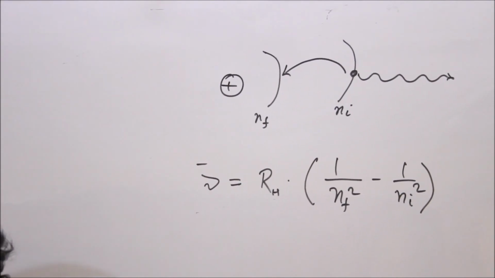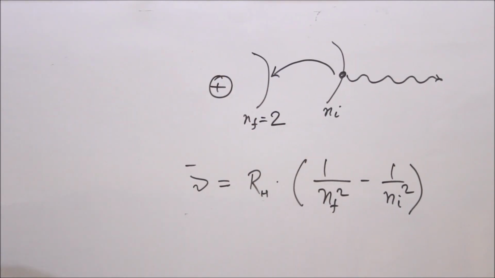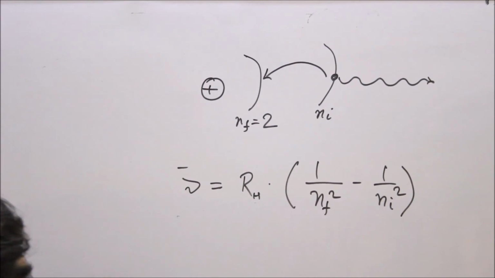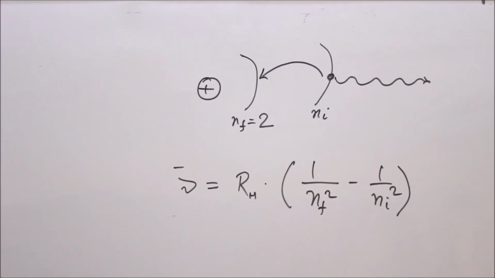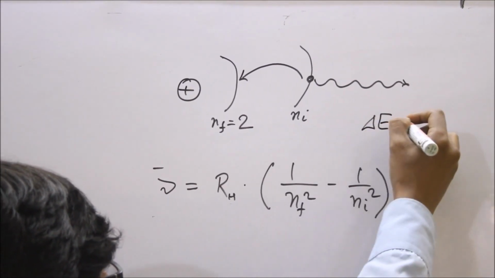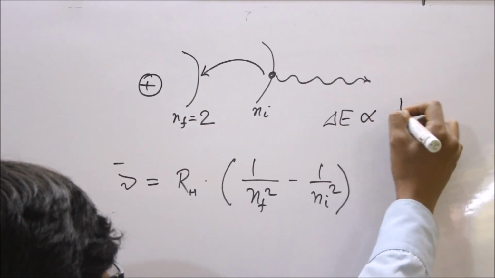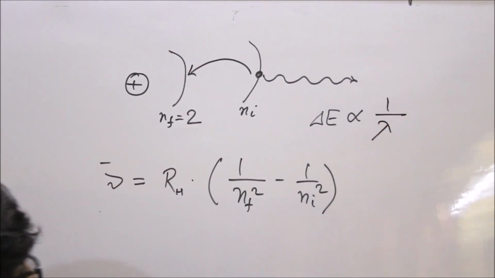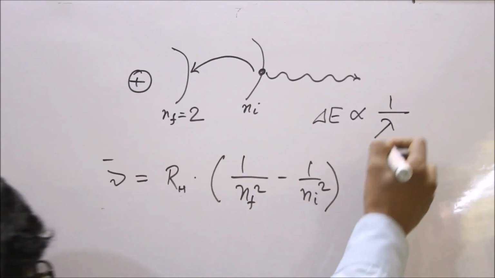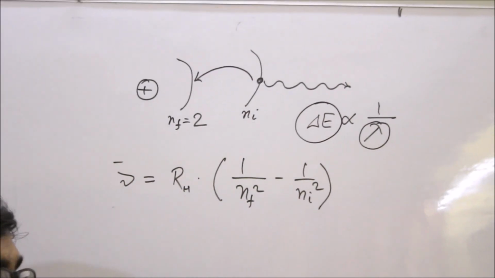Now in the case of the Balmer series, Nf is always 2. Here we have to find the longest wavelength. That means for the longest wavelength, delta E will be minimum, because delta E is inversely proportional to lambda. When lambda is maximum, delta E will be smaller or minimum.